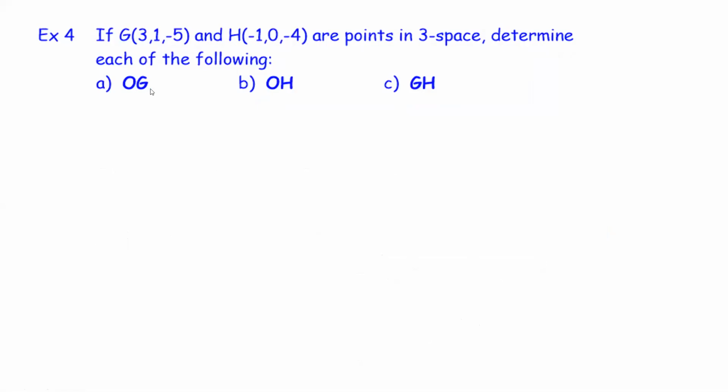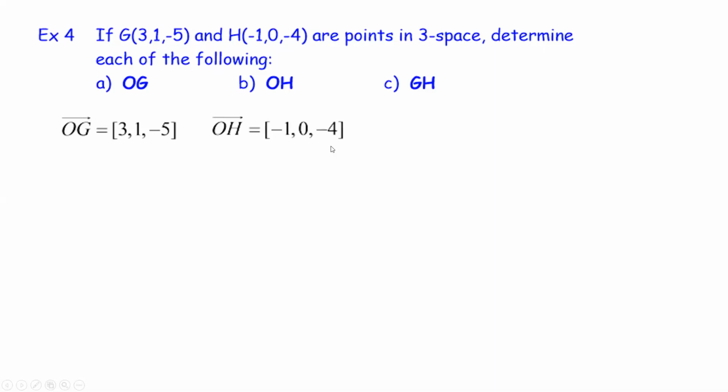OG. Well, we did this before, right? If I have the point G, and I'm trying to find OG, meaning from the origin to G, then all I really have to do is simply repeat the same points as components of the vector. It goes from 3, 1, -5. And I just put square brackets on it because I'm trying to show this as a vector. Same thing works for OH. So for OH, it will be -1, 0, and 4.